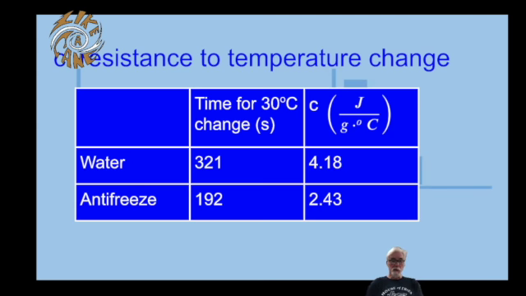The time is proportional to how much energy was added because the hot plate was on the same setting, so it was delivering the same amount of energy in every unit of time. On the right column, I have the specific heat capacity, and this is measured in joules, that's an energy unit, for every gram and every degree C. So for water, it takes 4.18 joules of energy to make a gram of water go up by 1 degree C. For antifreeze, it takes 2.43 joules of energy for the same change in the same mass.